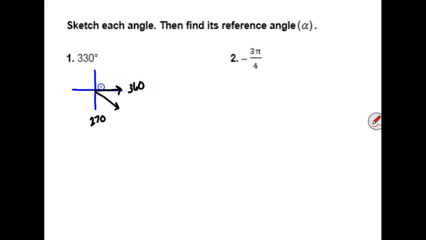But the important part is that you give me this directional arrow that shows me how the angle opened. You did a little bit of this on your homework, on the first book assignment maybe, or the second book assignment from your so far homework check. So the angle of 330 looks like that.